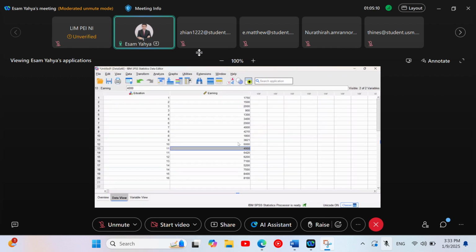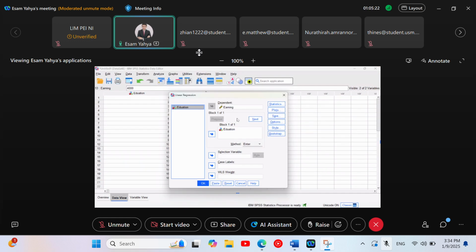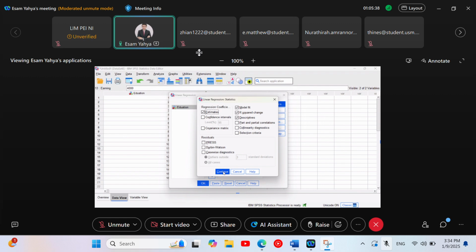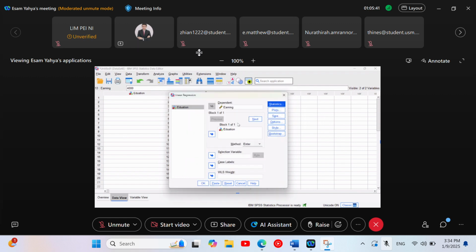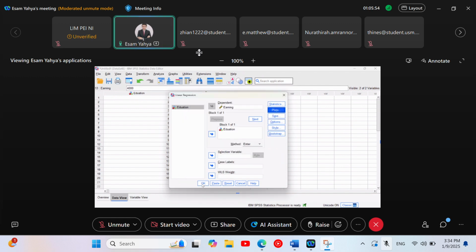I will close this window and go to the final one, which is the regression. Select Analyze and then Regression, Linear Regression. As I said, here the dependent is earning and the independent is education. You can change these if they are not correct. Then you go to Statistics and select R squared change and descriptives and press Continue. If you want the scatter plot, you click on Plot and select the dependent Y and the X and press Continue. Okay, and then press OK.